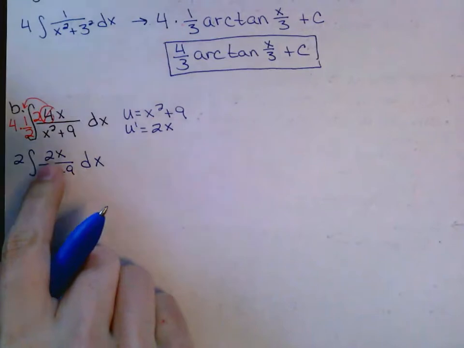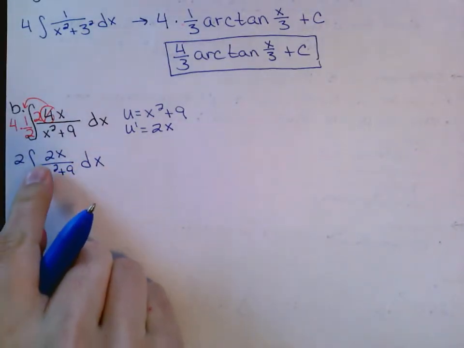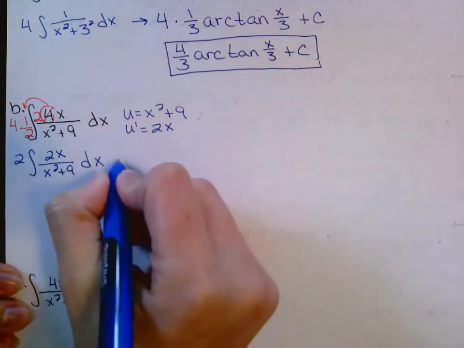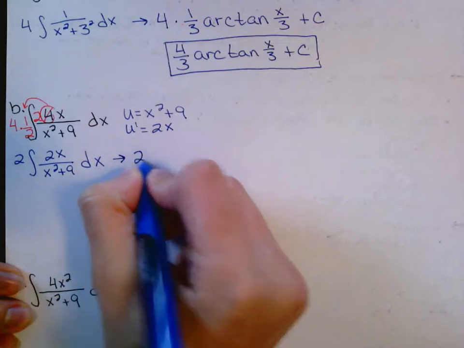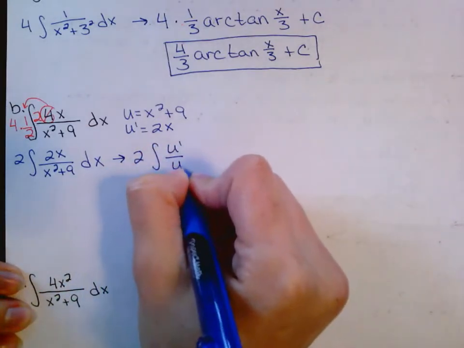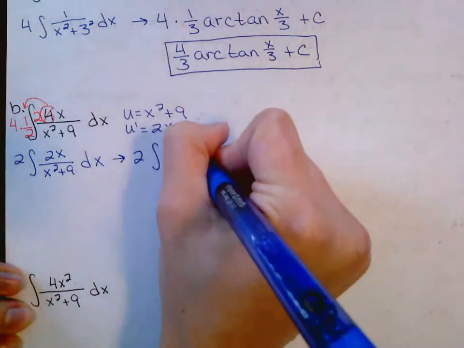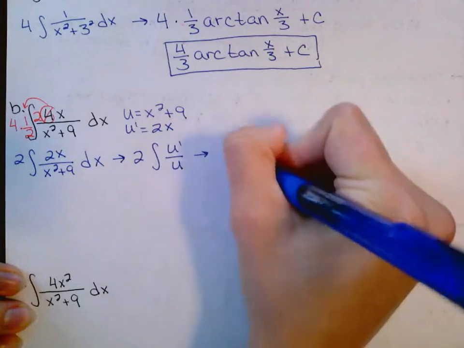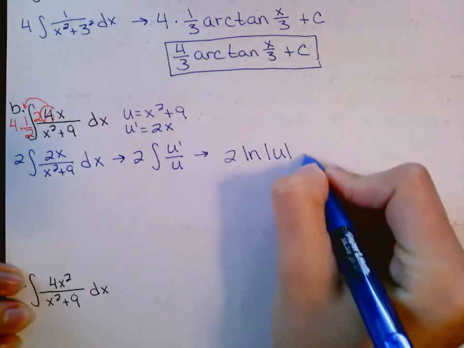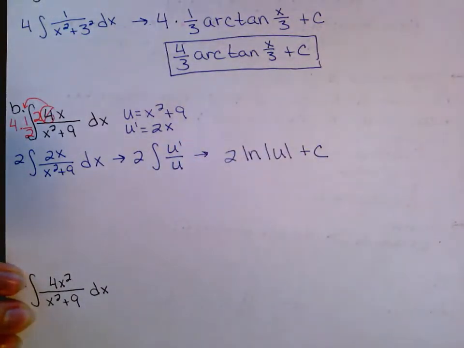So now I have 2 times 2 is 4, which is what the original question says. I'm okay. But now I wrote it in a way where I can see the u prime on the top and the u in the bottom. So now this becomes 2 times the integral of u prime over u. Okay, so this is an ln question. I could say 2 times ln of absolute value of u plus c. And now just go ahead and plug that u back in.